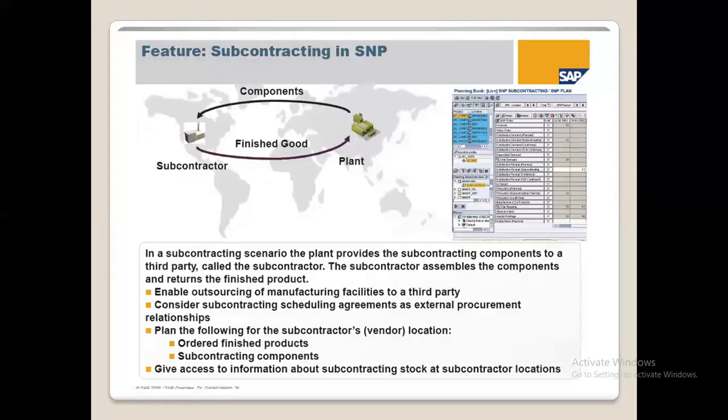Subcontracting in SNP. Subcontracting means, see, for example, Diwali. Consider Diwali. In Diwali, we have the Dairy Milk celebration pack. That means different chocolates are packed in one single gift box. The plant will produce the chocolates.